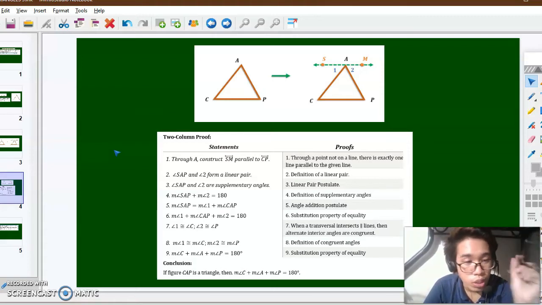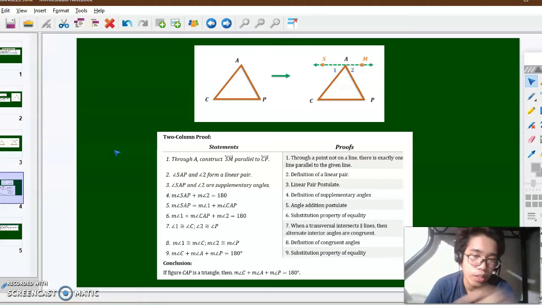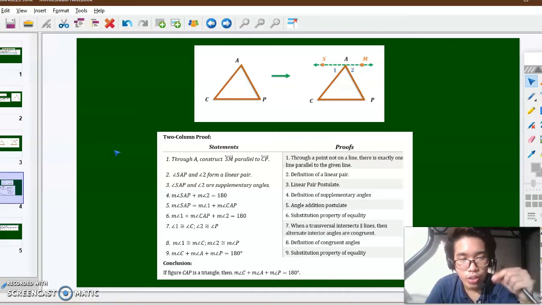Okay, so we use the plan that we had a while ago. We have their angle 1 and angle C are congruent, and angle 2 and angle P are also congruent because they are alternate interior angles. So when they are cut by a transversal, since we created a parallel line, the alternate interior angles are the same. Okay, and also of course their measurements. So the measurement of angle 1 is congruent to the measurement of angle C, and the measurement of angle 2 is congruent to the measurement of angle P.